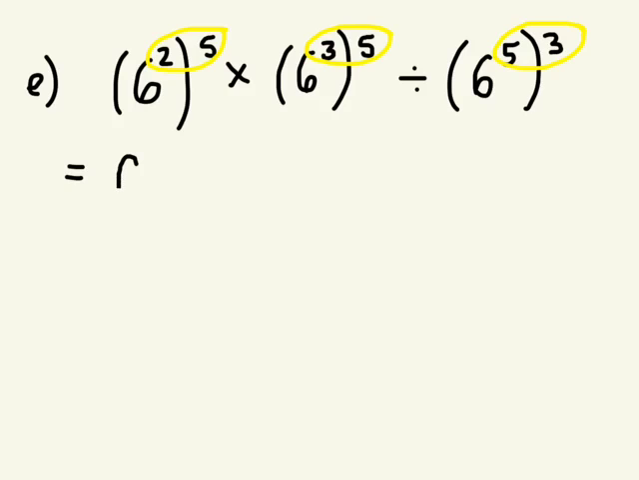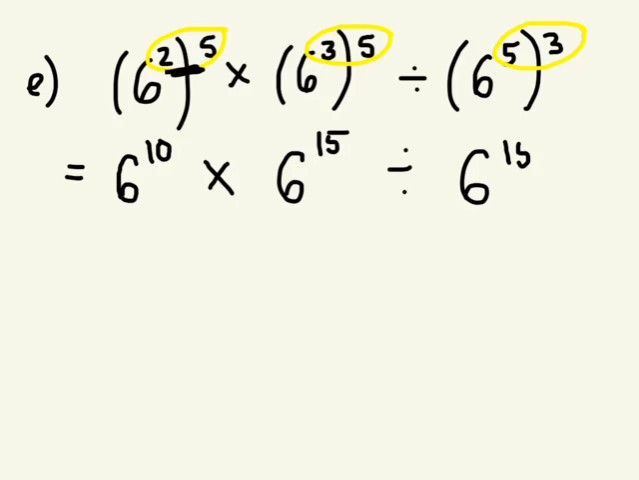We write the base, and what happens to the exponents? What do we do with these? You multiply. Good. 2 times 5 is 10. 3 times 5 is 15. Good. 5 times 3 is 15. Good. Okay, this looks easier now to simplify, right? Well, order it appears.